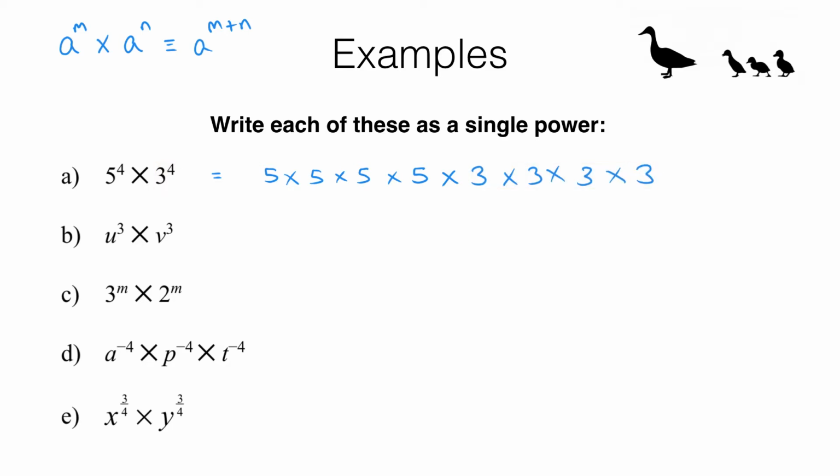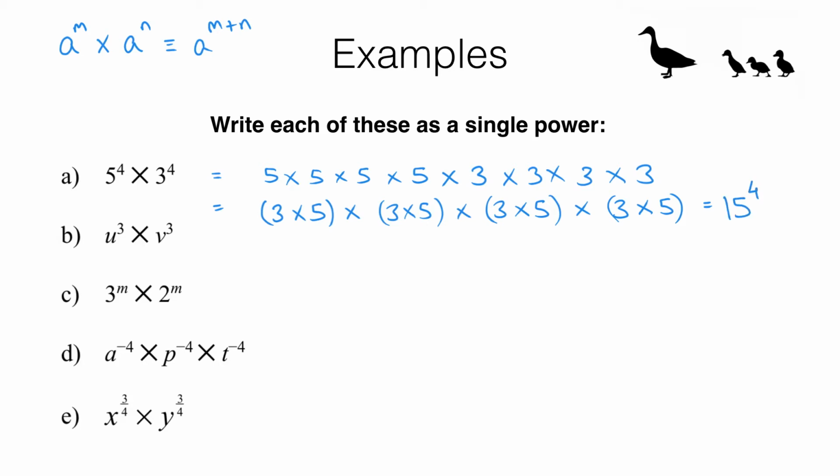Now, I could group these in a different order because it doesn't matter what order I multiply in. So I could write this as 3 times 5 multiplied by 3 times 5 multiplied by 3 times 5 multiplied by 3 times 5. It's the same product, I've just changed the order a bit. And if I put some brackets around here, hopefully you'll see what I'm trying to get at. What we've actually got is 15 times 15 times 15 times 15, which is 15 to the power of 4.